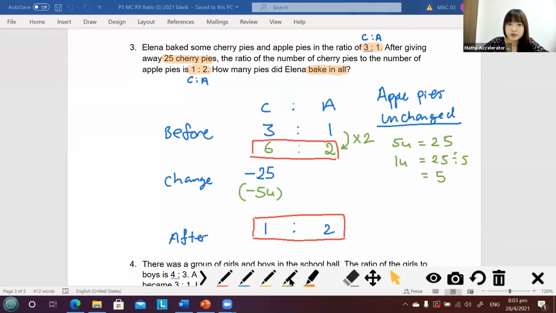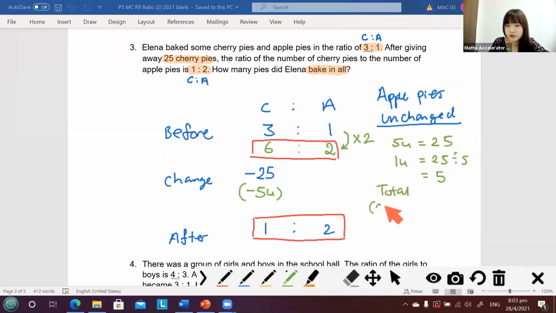Before. Because if you're looking at after, there are some cherry pies, 25 of them, that were given away already. So if you look at after, you need to add back the 25 afterwards. So let's just look at the before, whereby she has not given away anything. So before got how many units? Remember, you're looking at the correct ratio, which is 6 units of cherry pies and 2 units of apple pies.